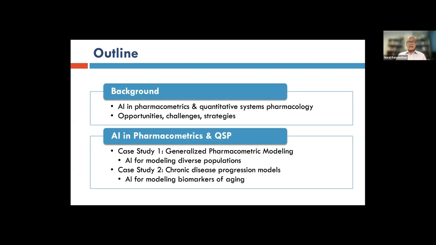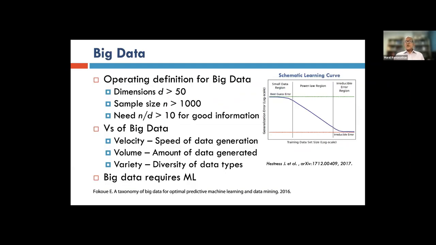So let's jump into some background. As you know, I started out with big data in my title, and there are a variety of operating definitions for big data. Typically one focuses on the number of dimensions, more than 50, and sample sizes greater than 1,000.